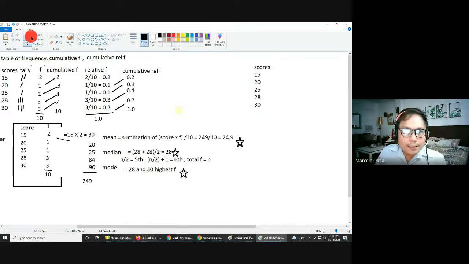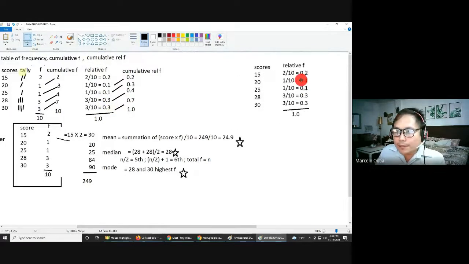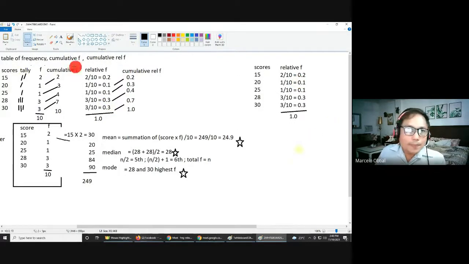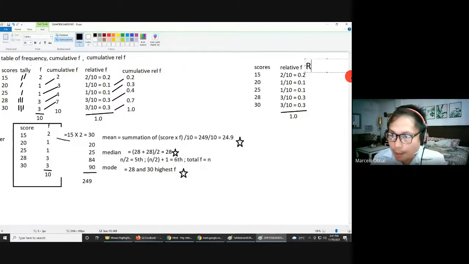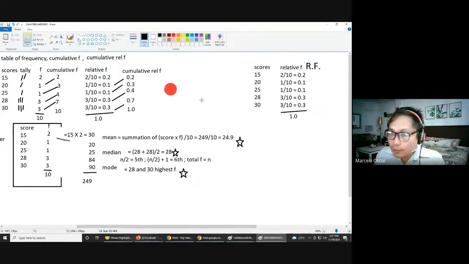And the second is, okay, column is the relative frequency. Okay. Doon sa ibibigay ko sa Wednesday, RF, no? Maglagay ako ng shortcut na RF. Okay, RF. Okay. So, tatanggalin ko na itong solution dito.